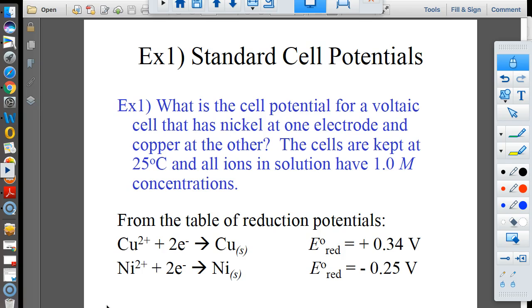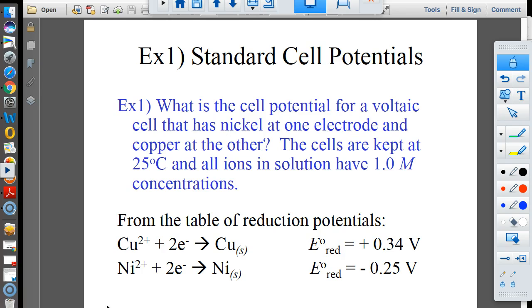You're about to have to design a galvanic cell. Galvanic and voltaic is the same. I feel like the AP exam uses galvanic. It doesn't use voltaic. It doesn't matter though. What is the cell potential for a voltaic cell that has a nickel at one electrode and copper at the other? Ooh, they didn't even tell you which one was which. Isn't that nice? The cells are kept at 25 degrees Celsius and ions are 1 molar.